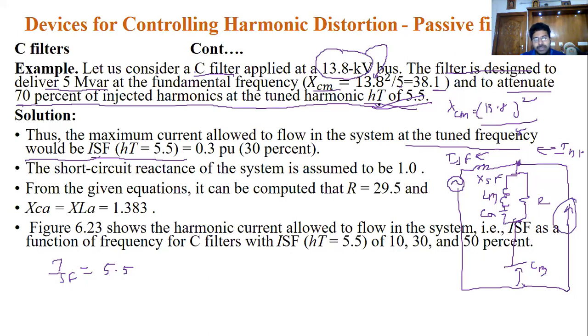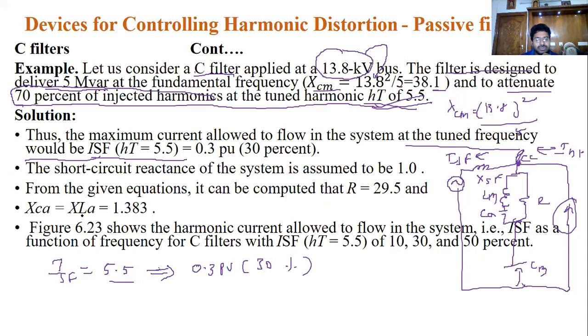So that current value is the 5.5 value. In the problem they have also given that value. If it is a 5.5 current value, you can tune that current value. It can allow up to 5.5. This is the point. So the filter filters the harmonics 70%, then whatever remains, 0.3 PU, is the 30%. You know that if it is 100%, you can calculate it. So 1% is equal to 10.